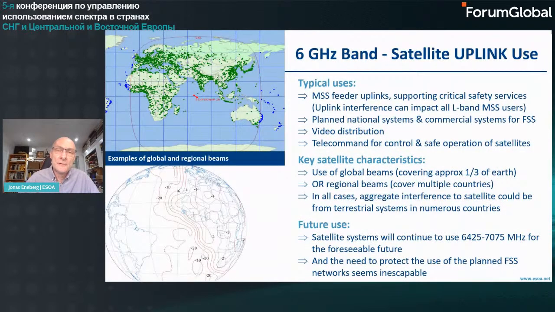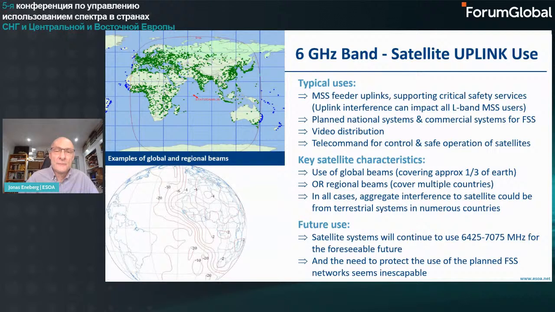So focusing a bit on the uplink band and the use of that, as I said, there's the unplanned band, which is used for various VSAT applications, and MSS feeder links, which support safety services, and various other applications like video distribution. Telecommand is an important function for satellites to ensure control of the satellites and safe operation. And then we have the planned national systems as well in the Appendix 30B band.